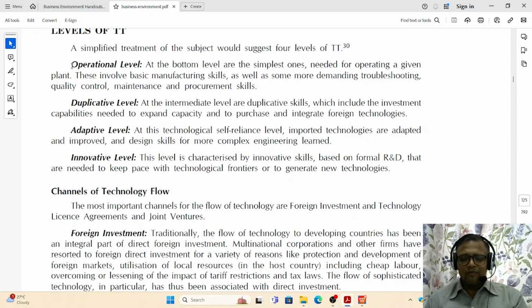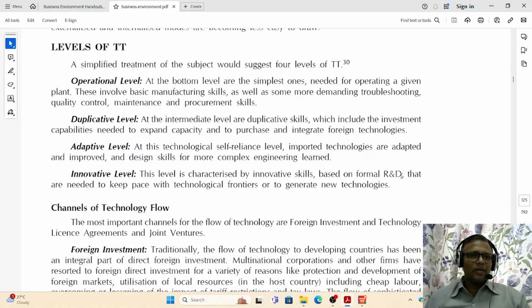Third is the adaptive level. The adaptive level is a technological self-reliance level in which the imported technologies are adapted and improved, and design skills for more complex engineering are learned. Further is the innovative level. The innovative level is characterized by innovative skills based on formal R&D that are needed to keep pace with the technological frontiers or to generate new technologies.